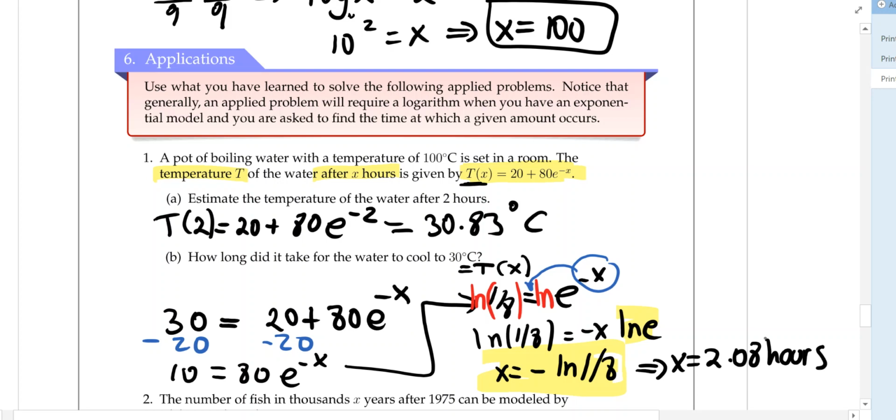So after 2.08 hours, the water cools down to 30 degrees. So make sure you notice the difference when we are given x and we're asked to find the temperature, as opposed to when we are given a certain temperature and we're asked to find for what x that happens. Every time we're asked to find a variable, an unknown, and that unknown is at the exponent, we're going to have to use logs to bring it down and then get the answer.